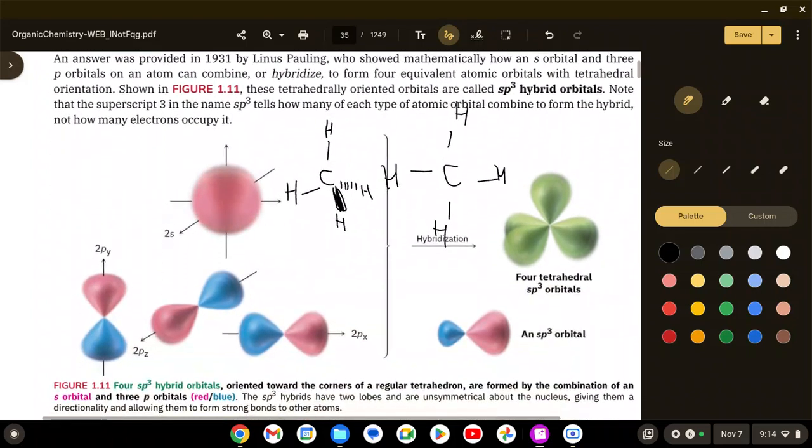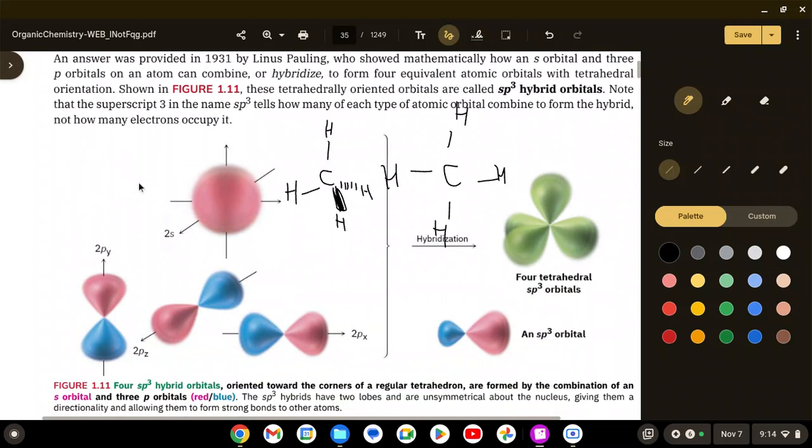An answer was provided in 1931 by Linus Pauling, who showed mathematically how an s orbital and 3 p orbitals on an atom can combine or hybridize to form 4 equivalent atomic orbitals with tetrahedral orientation. Shown in Figure 1.11, these tetrahedrally oriented orbitals are called sp3 hybrid orbitals. Note that the superscript 3 in the name sp3 tells how many of each type of atomic orbital combine to form the hybrid, not how many electrons occupy it. So yeah, sp3 just means you're using all 3 of your p orbitals.